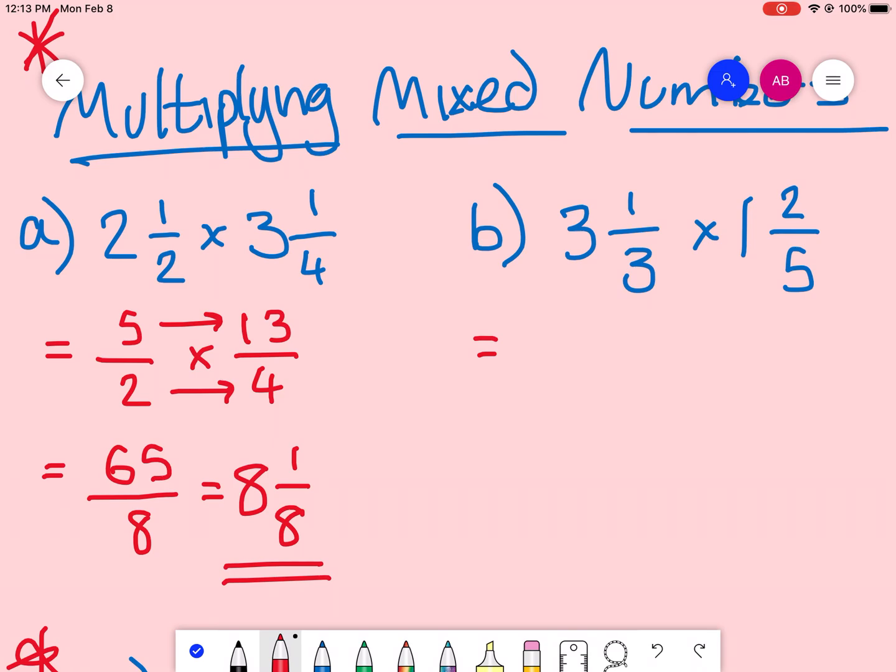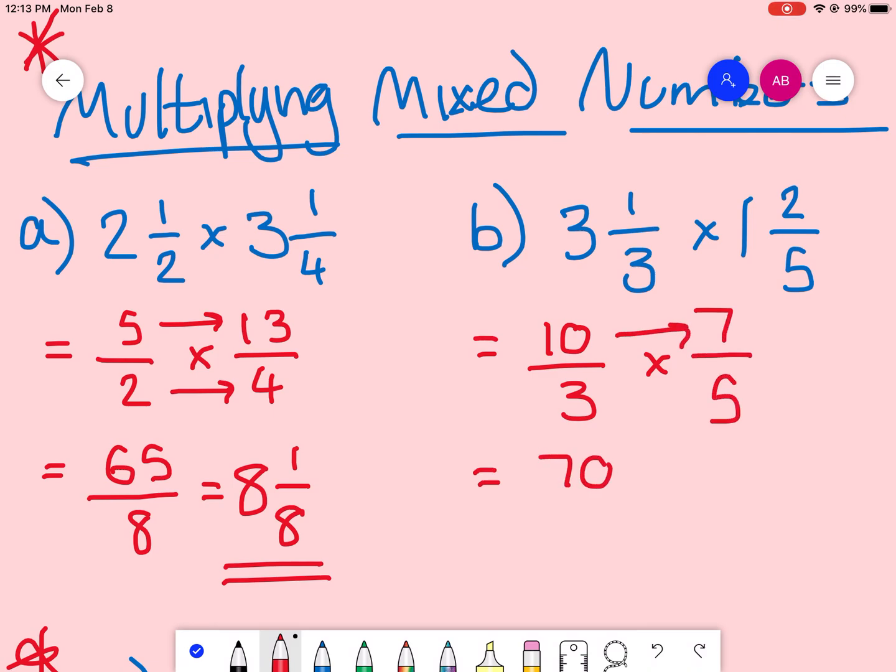For B, we can change this to top-heavy fractions. So 3 times 3 plus 1 gives me 10 over 3. I have to multiply this by 1 times 5 plus 2, which is 7 over 5. Two top numbers multiplied together is 70. Two bottom numbers multiplied together is 15.